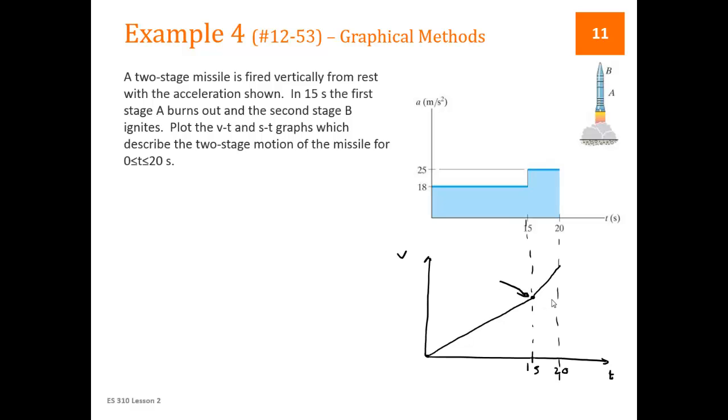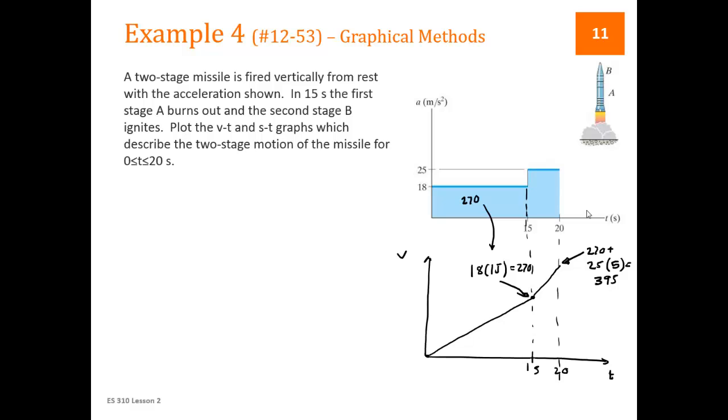The value here is going to be the area of this rectangle, right? So that's going to be 18 times 15, which is 270. So the value here is going to be this value plus this area, right? So this is 270 as an area. So this is 270 plus, what's the area of this rectangle? Well, it's 25 times the base, which is 5. So this is going to end up being 395.